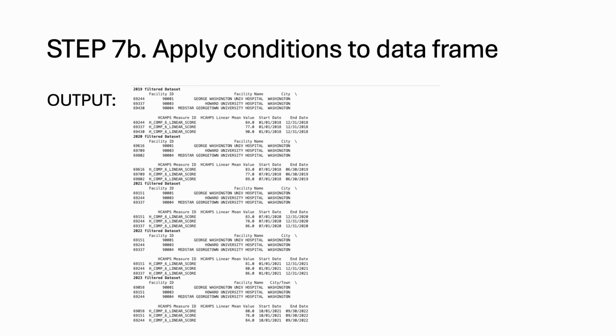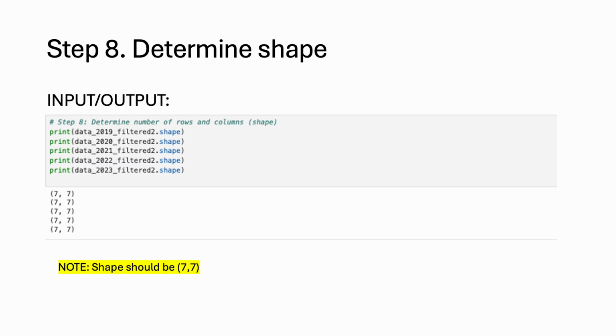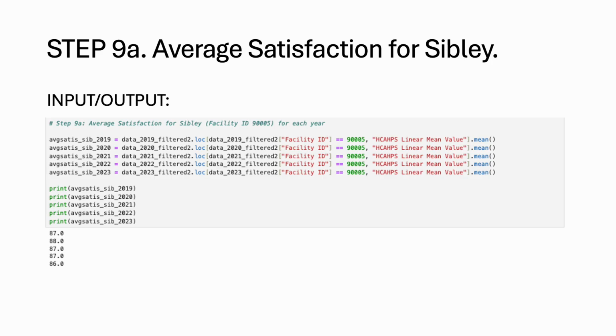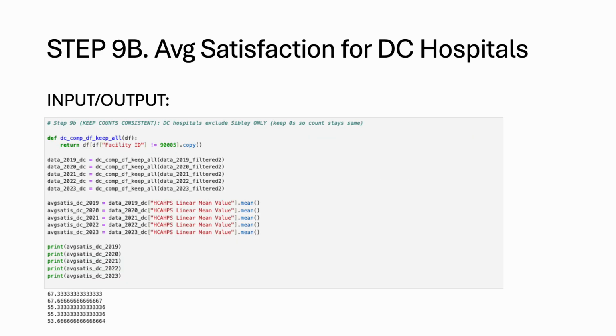I see only the hospitals I intend to compare and only for the correct HCAHPS measure. So we want to check our data frame. This step is to make sure that after dropping Providence, we still have the 7 hospitals, including Sibley, so shape should be 7 by 7. So step 9A, we're going to calculate the average satisfaction for Sibley. And then in step 9B, we're going to calculate the average for the rest of the DC hospitals.